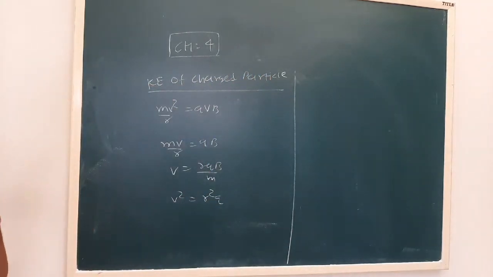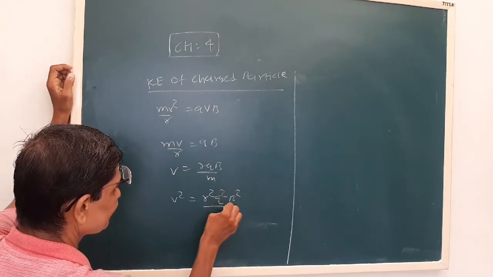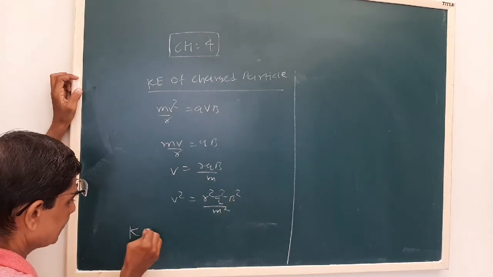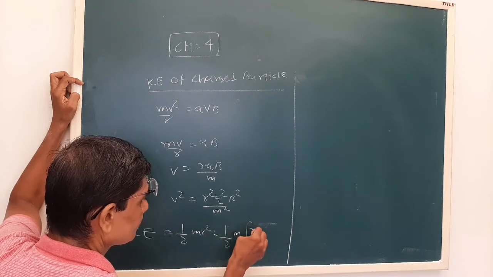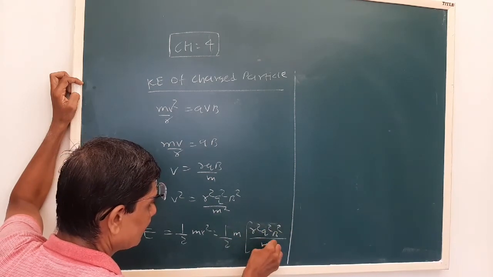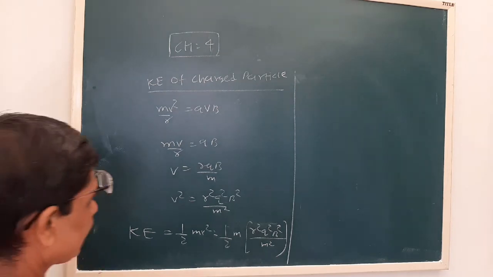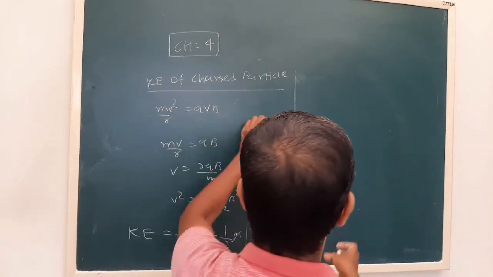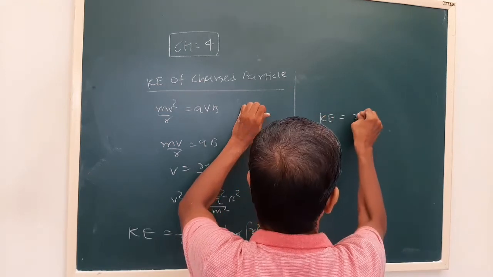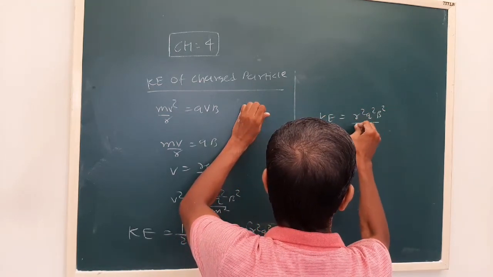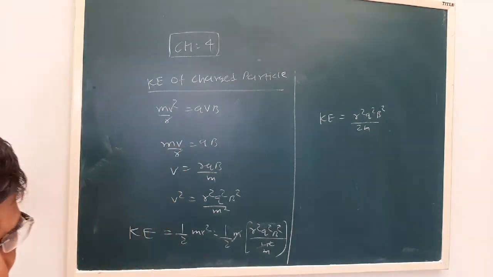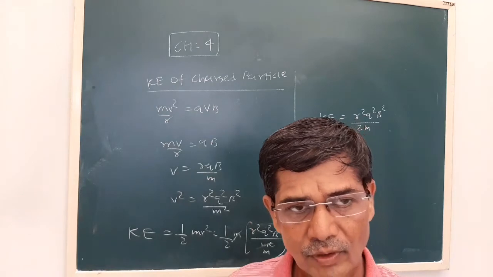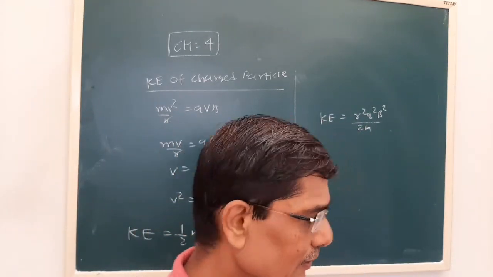We derive the equation for the kinetic energy of the charged particle. Kinetic energy is 1 by 2 mv square, which is 1 by 2 m r square q square B square by m square. See, one of the m will get cancelled. So this will be a useful equation in solving MCQs or numericals also. In our textbook also, some examples, MCQs or exercise numericals are based on this.